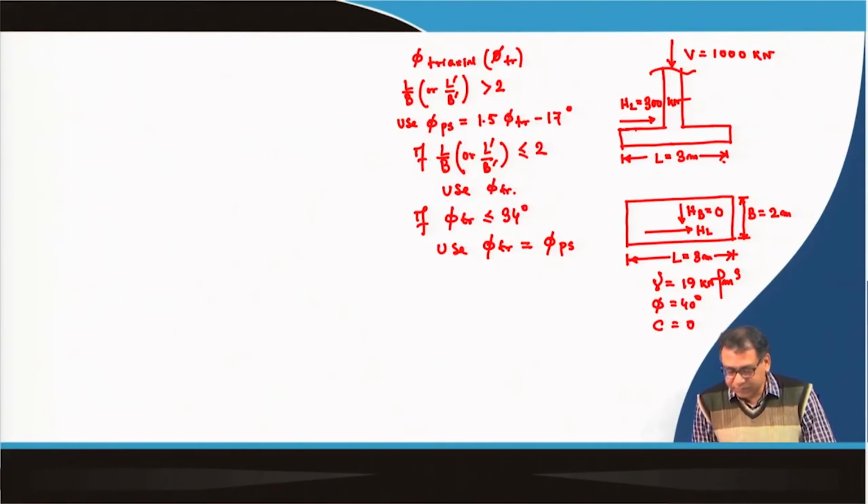But if only phi is given for such a case, as in this problem, because it is not specifically mentioned how this phi has been determined, then whatever the condition, whatever the length to B ratio, use phi equal to 40, whatever phi is given. Okay.